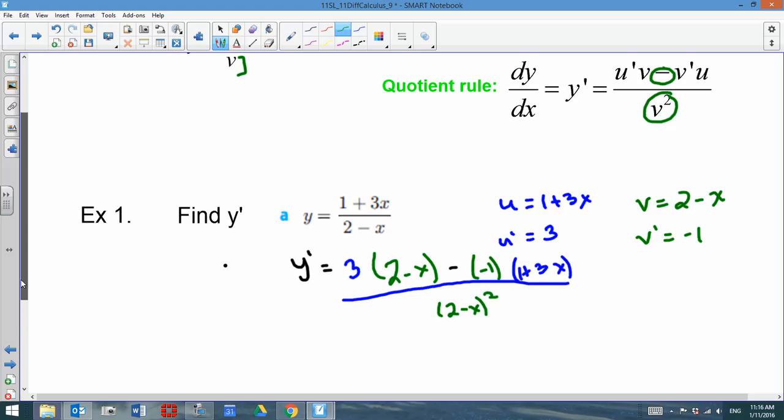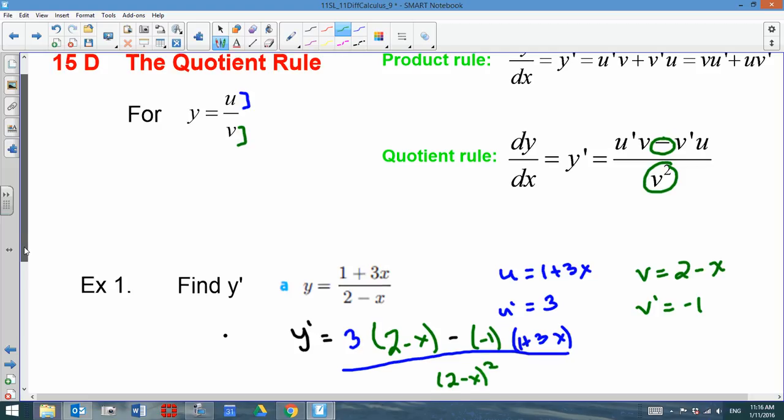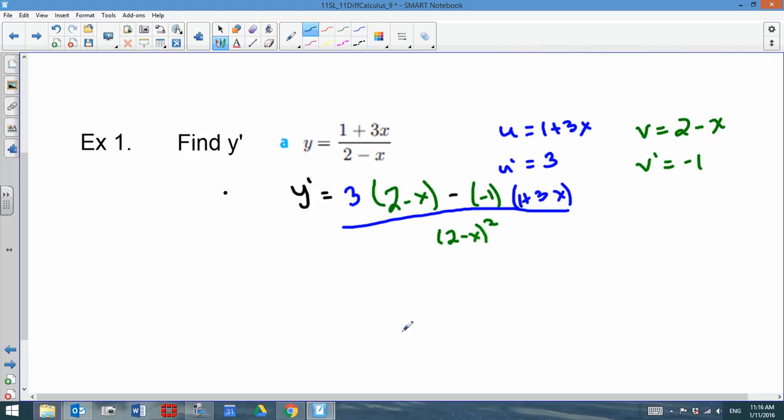All right, so let's just make sure we have everything correct. u prime times v minus v prime times u divided by v squared. So let's go ahead and clean this up. Now with the quotient rule, we want to make sure that we actually have one denominator and we simplify our numerator. So for this one, we'll wind up expanding 3 by 2, so 6 minus 3x.